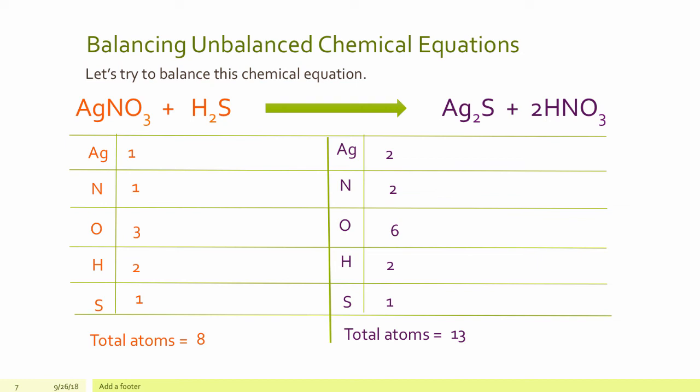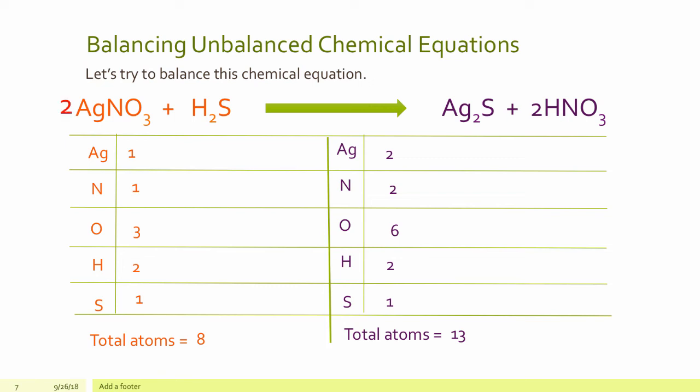So let's look at Ag. I have 1 on my reactant side, the orange side, and 2 on my product side. So an odd number on my reactant, an even number on my product. The easiest way to balance that out is to make my odd number an even number. And I can easily do that by putting a number 2 coefficient in front of my chemical formula AgNO3. So I'm going to go ahead and do that.